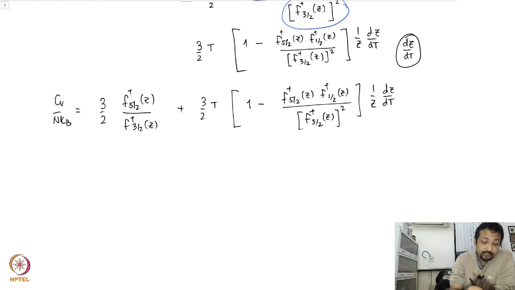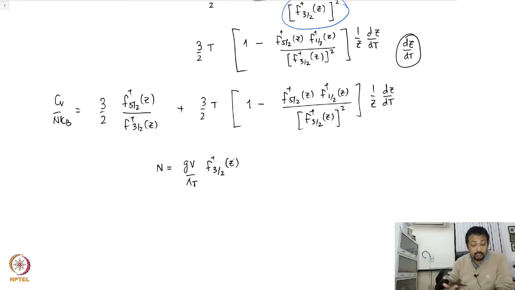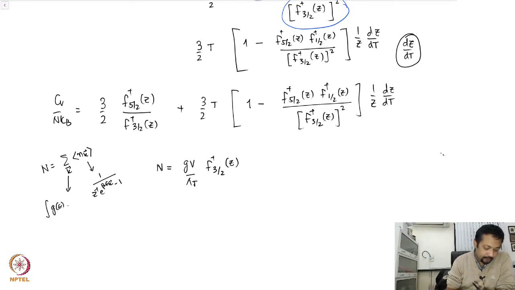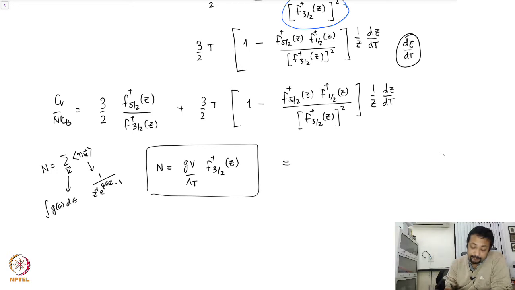For that, we start off with the expression for the particle number, which was N = gV over lambda_T times f_{3/2}(z). If you do not recall how we got this, we wrote down the total particle number as the sum over the average occupation number in the k energy levels, which has the expression 1 over z inverse e to the power beta epsilon_k minus 1, and converted this sum into an integral in terms of the density of states g(epsilon) d epsilon, where g(epsilon) goes as epsilon to the power half, and then we got this result. So this means that N lambda_T over gV is going to be f_{3/2}(z). Good.